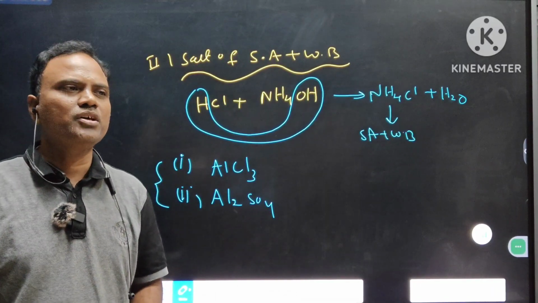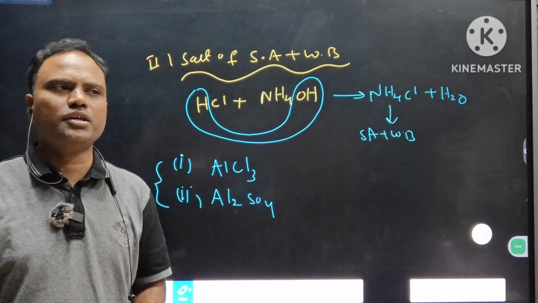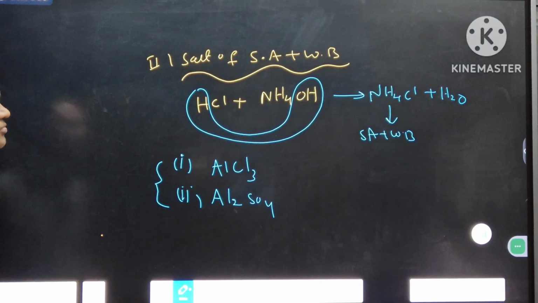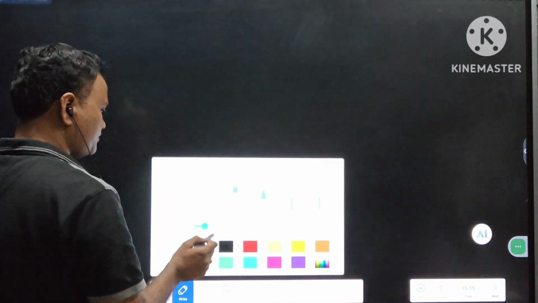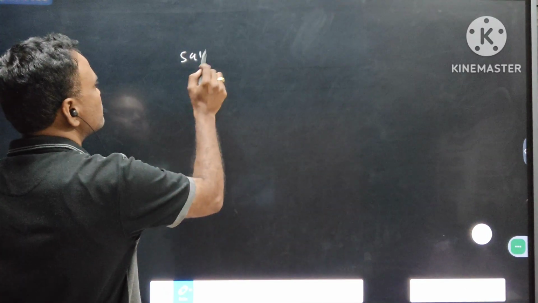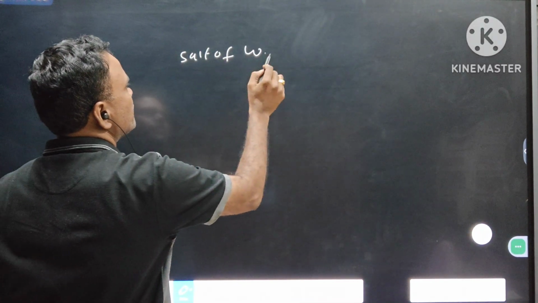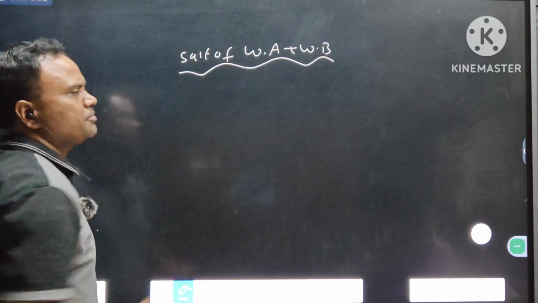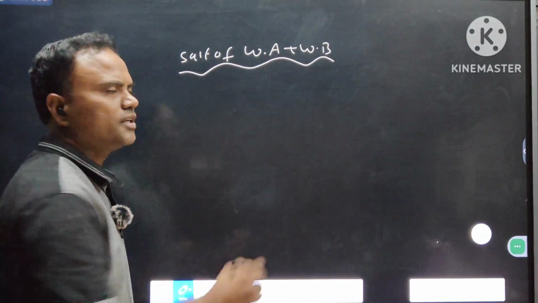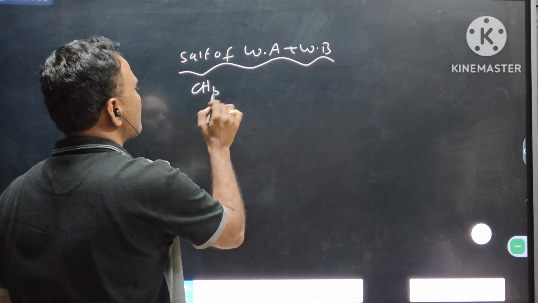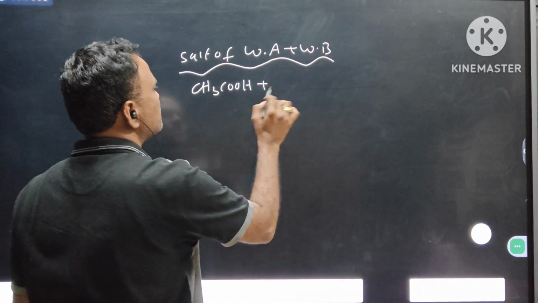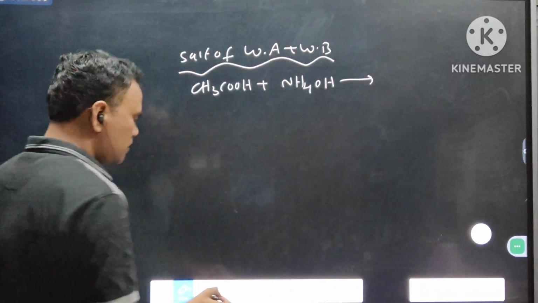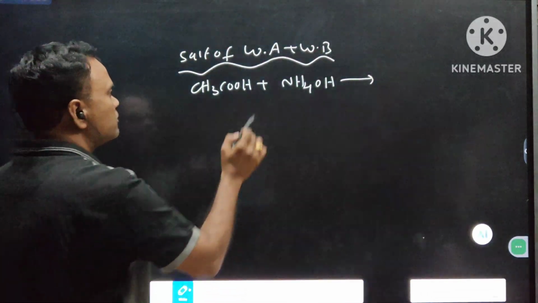Next category. Both are weak. Salt of weak acid plus weak base. This is also a very important combination. Both are weak. Give one example. Ritika. Acetic acid and ammonium hydroxide. Remove water from this.